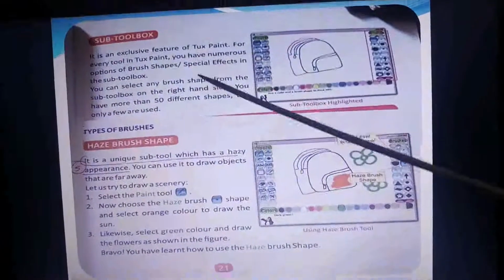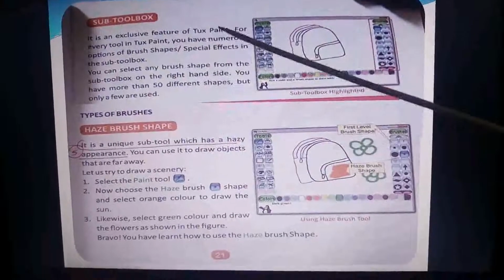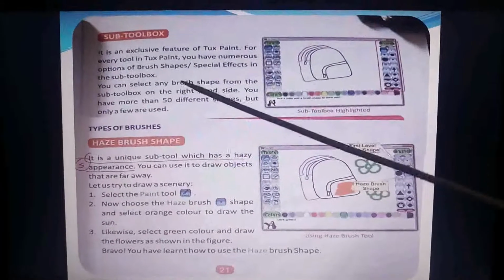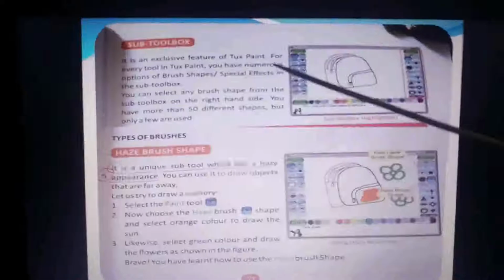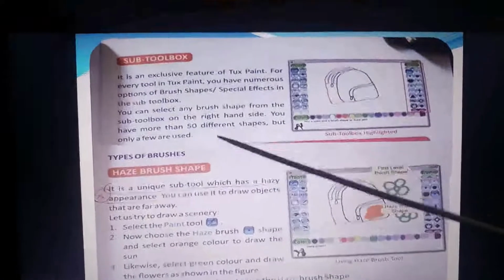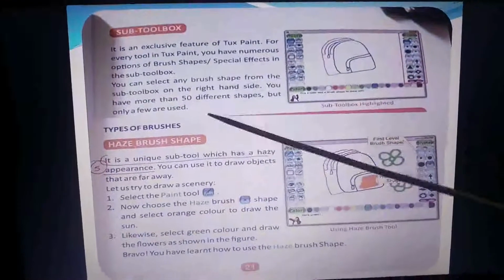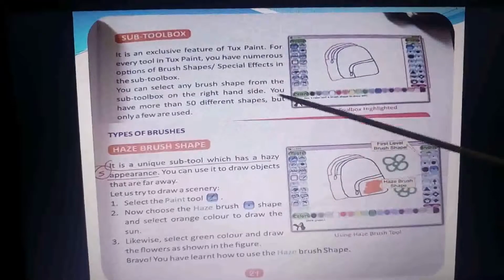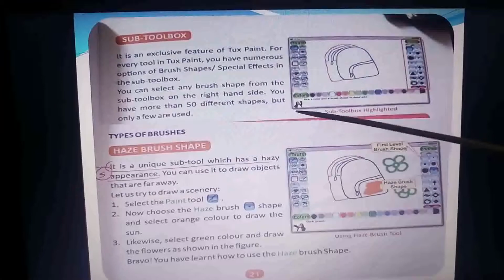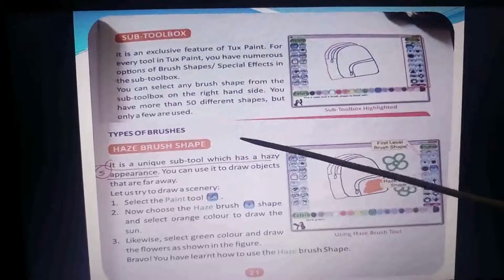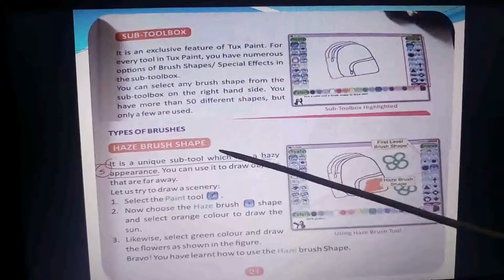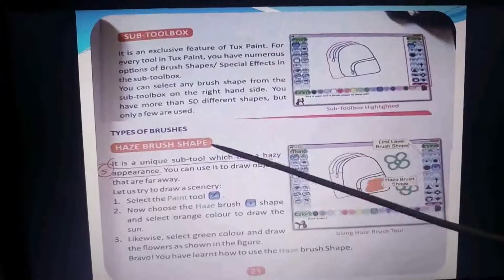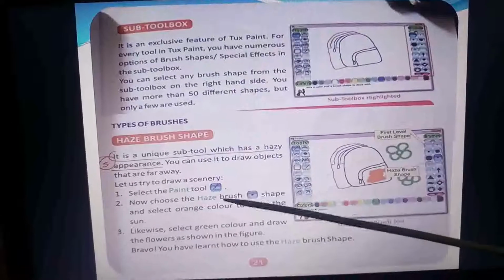Now what is sub toolbox? It is an exclusive feature of TuxPaint. For every tool in TuxPaint, you have numerous options of brush shapes, special effects in the sub toolbox. You can select any brush shape from the sub toolbox on the right hand side. You have more than 50 different shapes but only a few are used. Now types of brushes. What are the types of brushes?